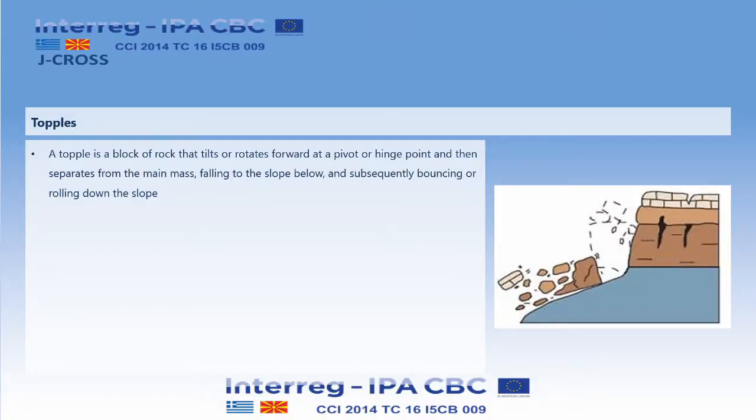A topple is a block of rock that tilts or rotates forward at a pivot or hinge point and then separates from the main mass, falling to the slope below, and subsequently bouncing or rolling down the slope.